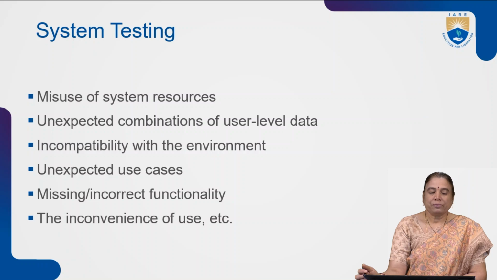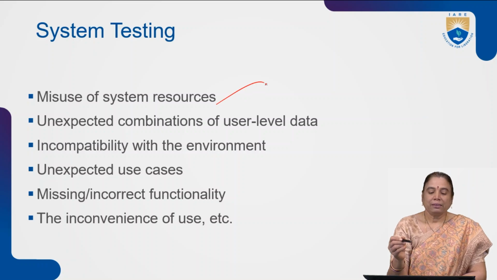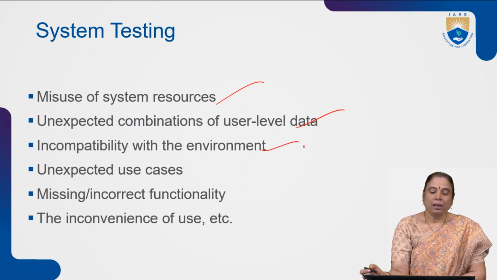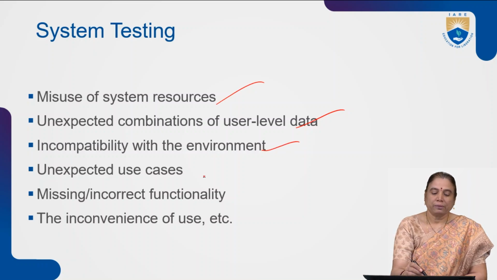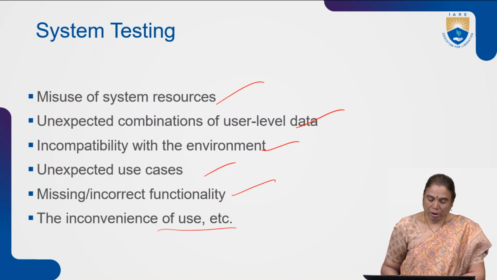System testing uncovers defects such as misuse of system resources, unexpected combinations of user level data, incompatibility with the environment, unexpected use cases, missing or incorrect functionality, and inconvenient use of APIs is clearly identified in case of system testing.